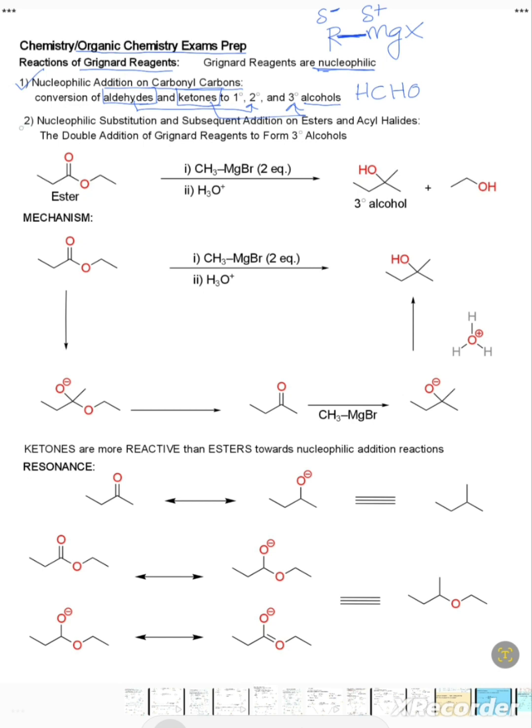Now the second type of reaction, which is also important, is the nucleophilic substitution and subsequent addition on the esters and acyl halides. This is a double addition of the Grignard reagent, and the product of this reaction is tertiary alcohols. Here we have the structure of an ester, but if this ethoxy group is Cl, then this would become an acid halide, acid chloride to be precise.